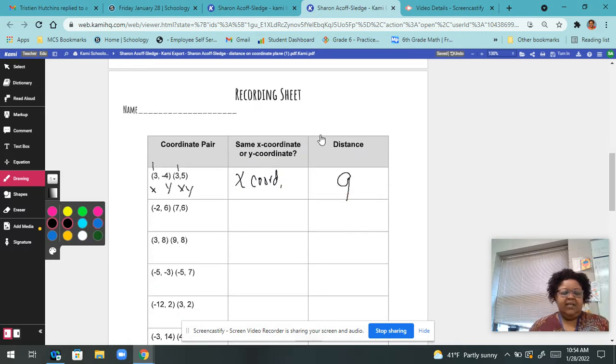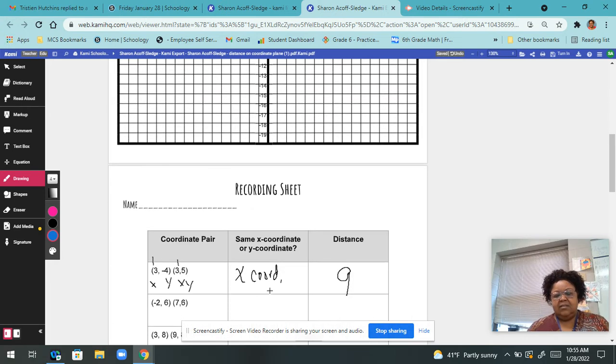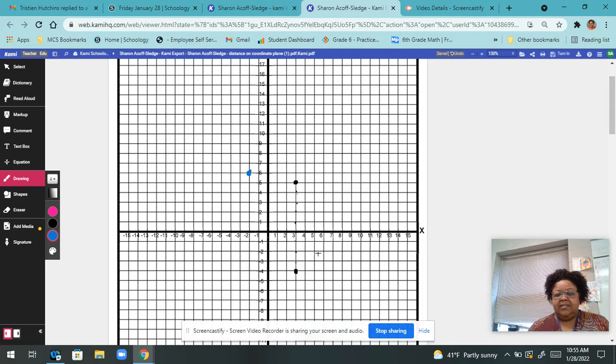Okay, let me change colors and I'm going to plot the next point. -2, 6, and 7, 6. So x is -2. So I start at my origin, I go to -2 and up to 6. And then 7, 6, I go over to 7. Yeah, so x is 7 and y is 6.